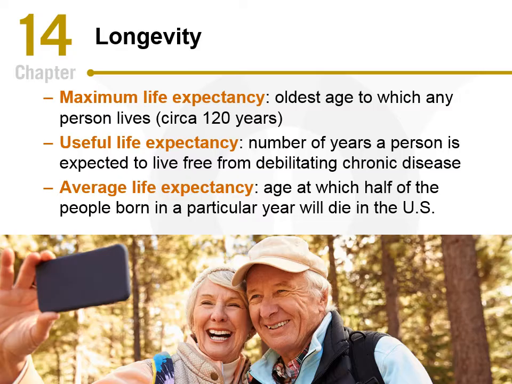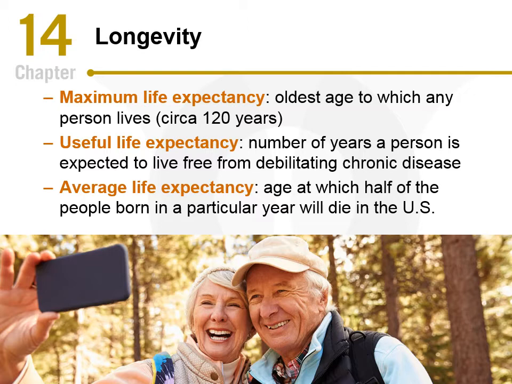Whereas useful life expectancy is the number of years a person lives free from any kind of debilitating or chronic disease. So, if you develop Alzheimer's, as we're going to talk about later, that's a chronic disease. The question is how many years might you live before you develop something such as that? Average life expectancy is what you generally hear people talk about. What's your average life expectancy?